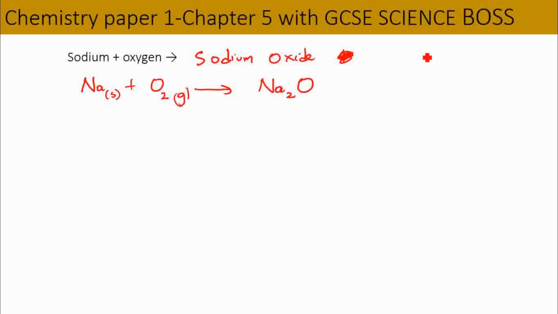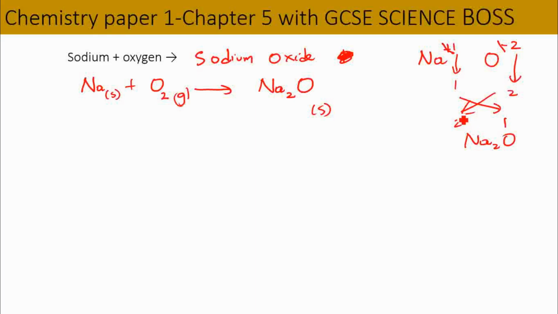Na2O. For those who are not sure how we got there, sodium is in group 1, so it's +1. Oxygen is in group 6, therefore it is -2. Stop, drop, and swap. So this is 2, this is 1, therefore the formula is Na2O, and that's going to be a solid. Of course, this is not balanced because I have 2 on the right side. Please check out my video for balancing equations. So I'm going to put a 2 there. All right, good. So hopefully you realize what to do there.